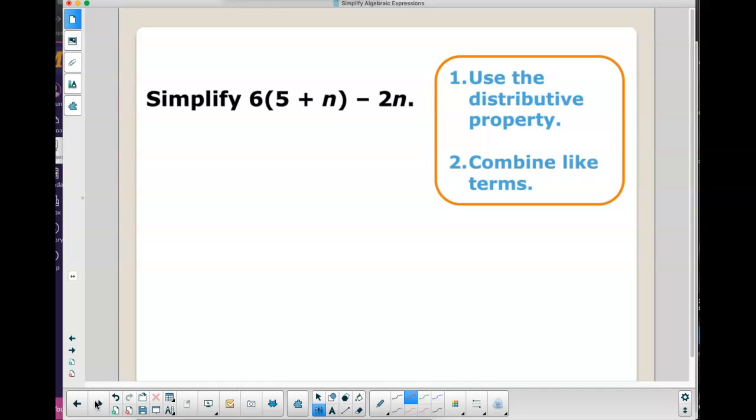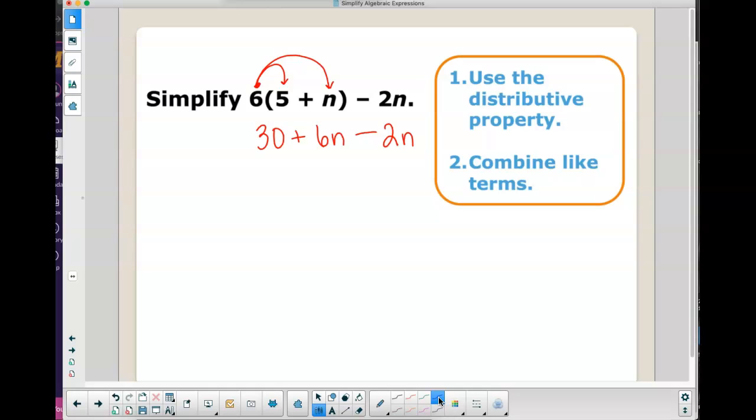What's getting distributed? What number am I distributing, Matthew? The 6. So I like to draw my arrows. I'm going to bring the 6 and put it with the 5. What's 6 times 5? 30. And then a plus sign. And then I have to put the 6 with the n. And that just becomes 6n. Do I put the 6 with the 2n? No. No, remember, that's like Miss Sacri's room. They're not in the group. So they don't get the candy. Okay? So we just put minus 2n.